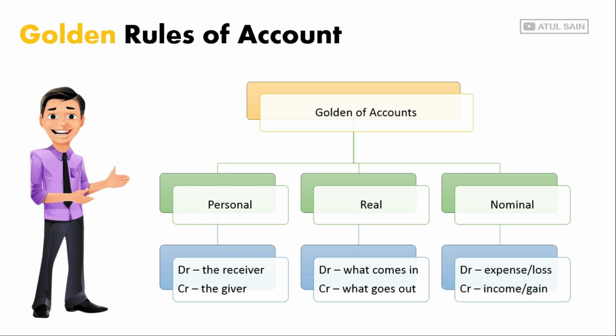If I talk about the nominal account rule, we have to debit all the expenses or losses and we have to credit all the income or gains. In this, DR means debit and CR means credit.